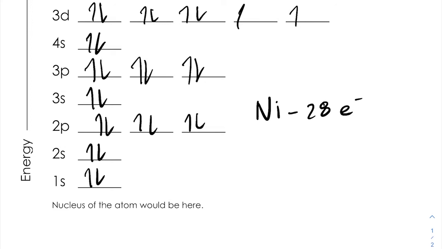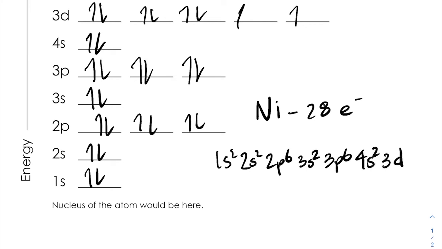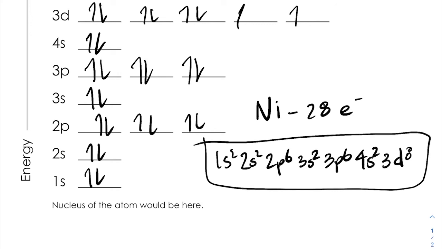That's the work again. So if I was going to write it out, 1s2, 2s2, 2p6, 3s2, 3p6, 4s2, 3d. How many do I have there? 2, 4, 6, 8. Okay, so there's my configuration for nickel. I hope you had the same.